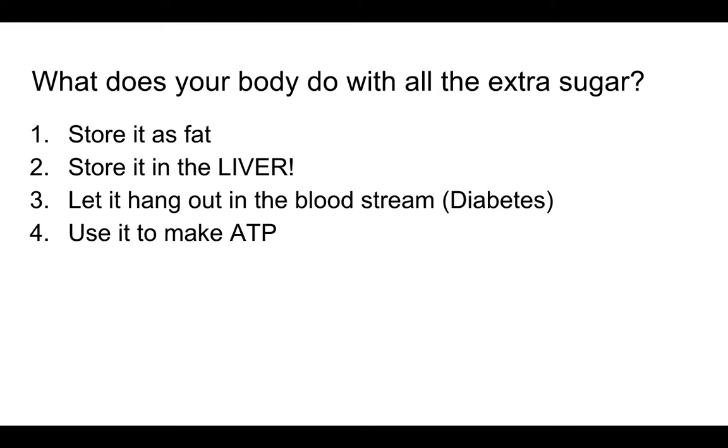What does your body do with all the extra sugar? Well, really, that's what cellular respiration is all about. It's about what your body does with sugar. So the main purpose is to make ATP. However, any kind of leftover sugar will be either stored as fat or in the liver. And then if your pancreas and liver are just exhausted from storing it all, that's when diabetes type 2 comes along and it can end up in the bloodstream, which can be dangerous.